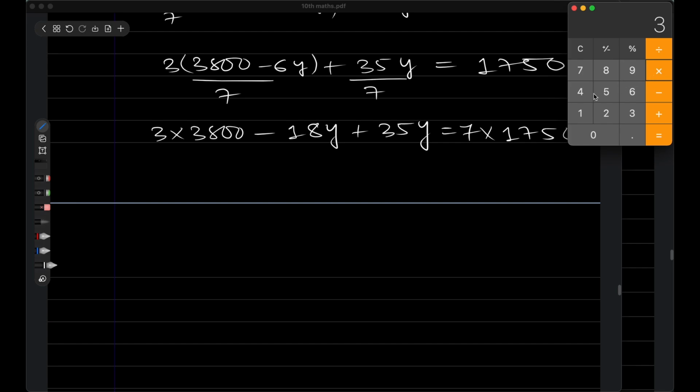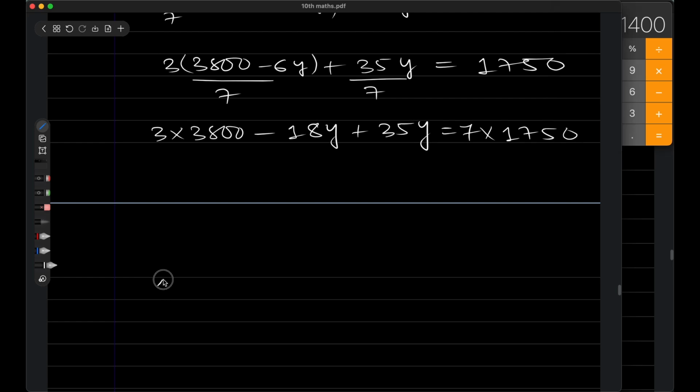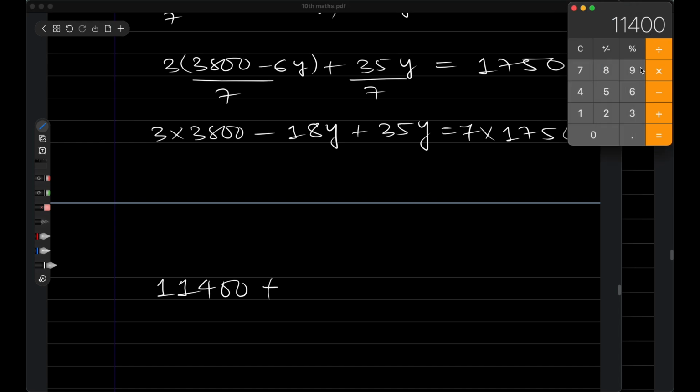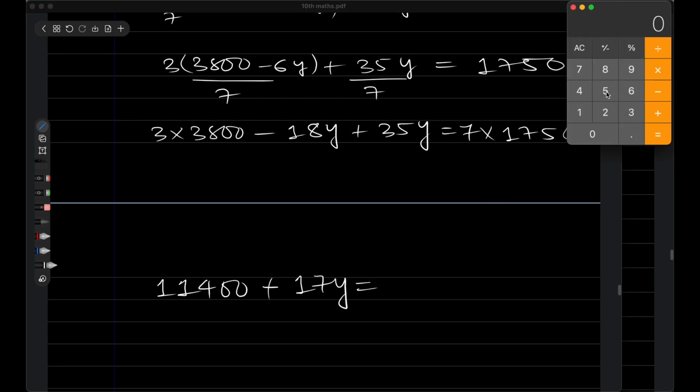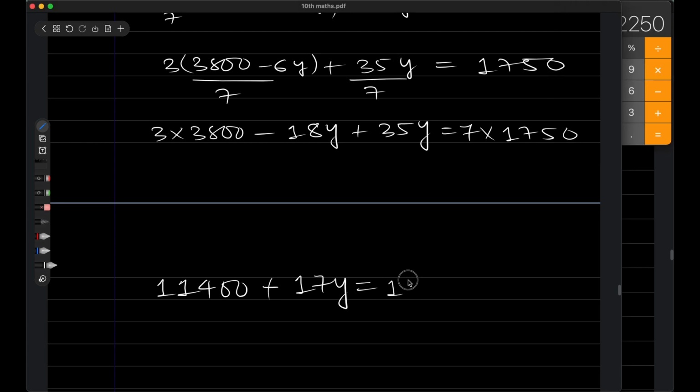Three into 3800 equals 11400, plus 35 minus 18 equals 17, equals 7 into 1750, equals 12250.